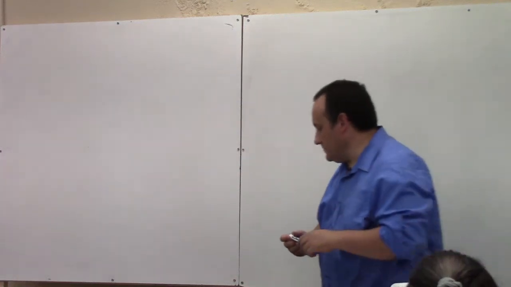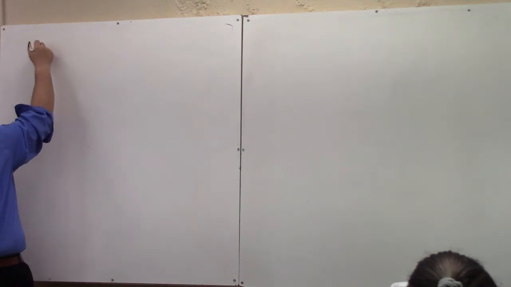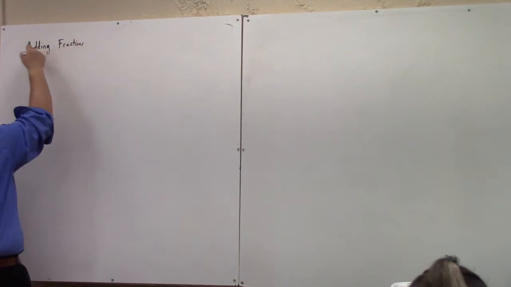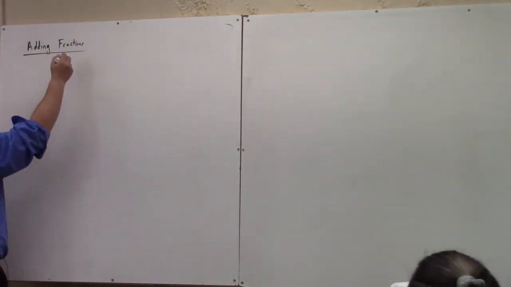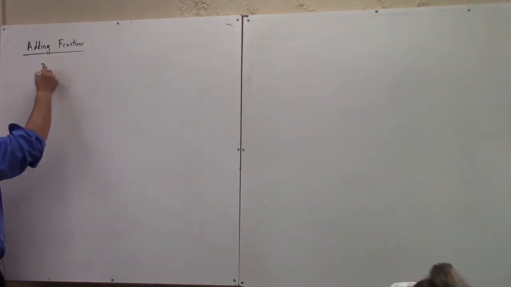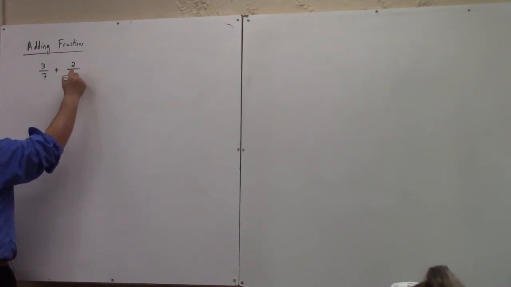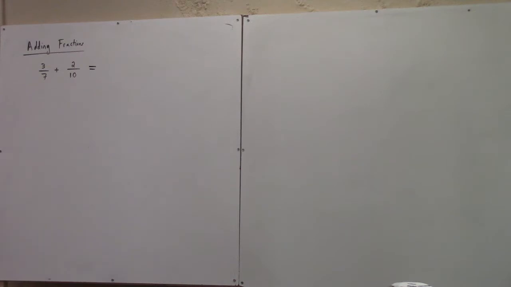So let's start with adding fractions. That's kind of a good place to start. How do we add fractions? Suppose we had 3/7 and we were going to add it to, say, 2/10. How would you do that? You're like, well, I pick up my calculator and do it. Fine, but I think it's instructive for us to not do that.